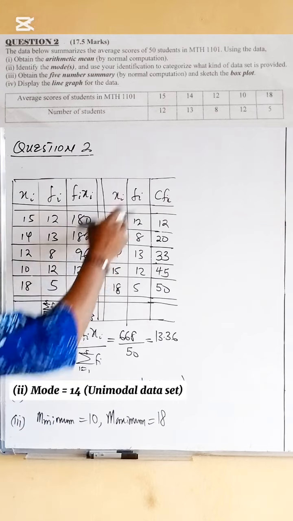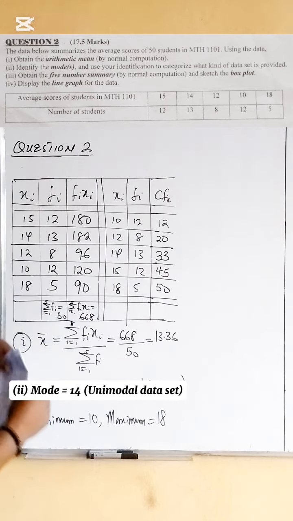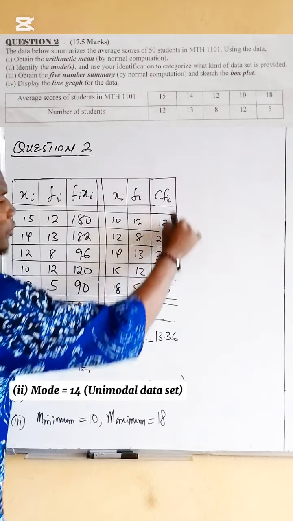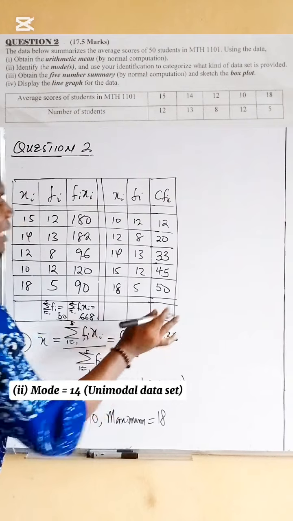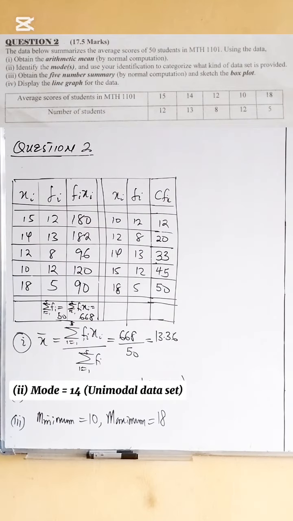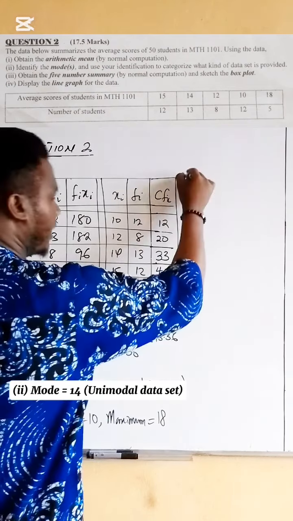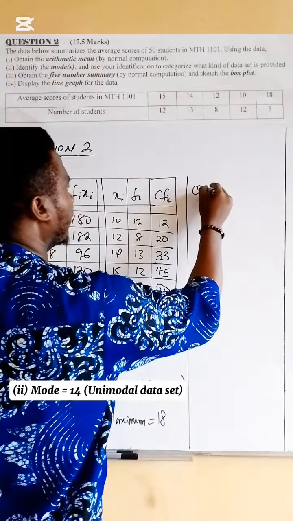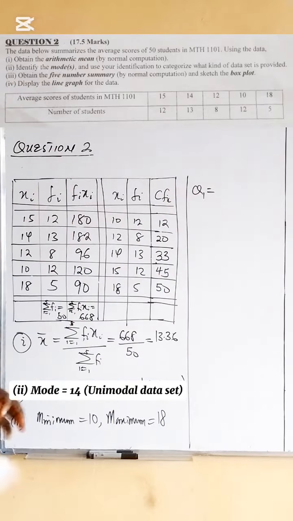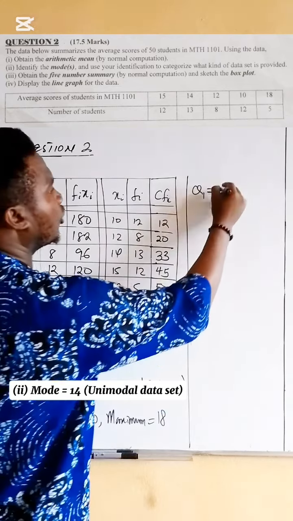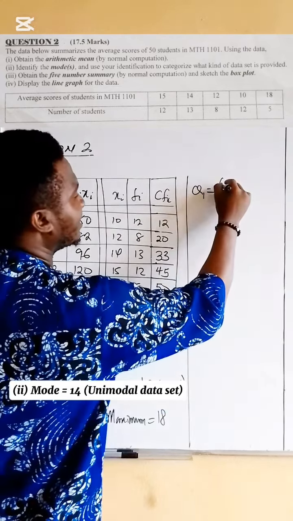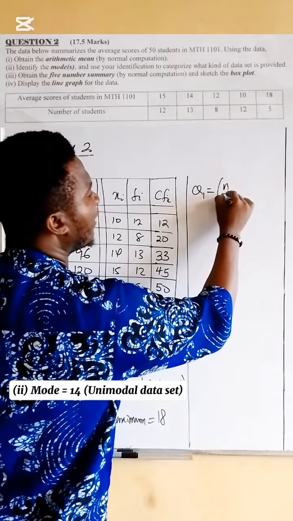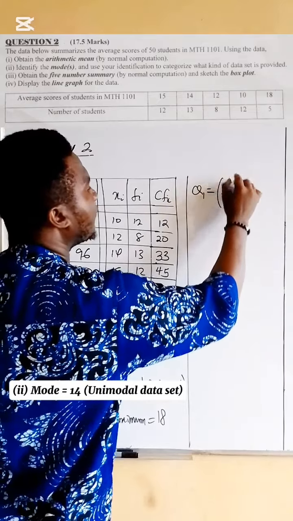Now, your cumulative frequencies are ready. What can you do with them? We are going to use them to obtain the quartiles. So let's put a demarcation here and go with Q1. Q1 is also a component of the 5-number summary, so I'm going to put Q1 here. Q1 will be obtained as the n over 4th cumulative frequency value.